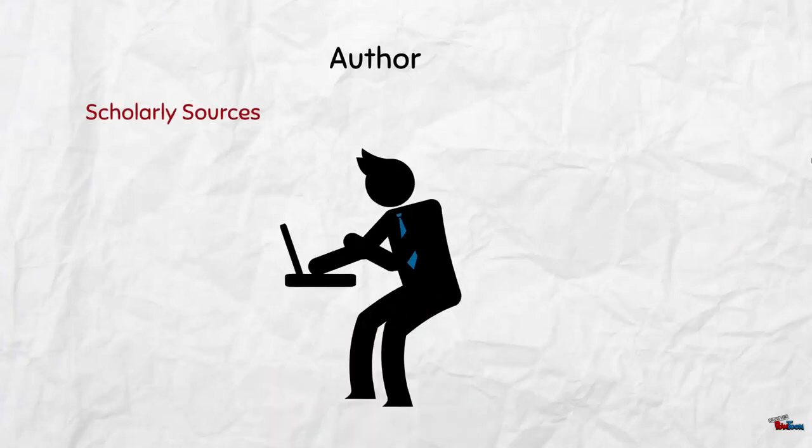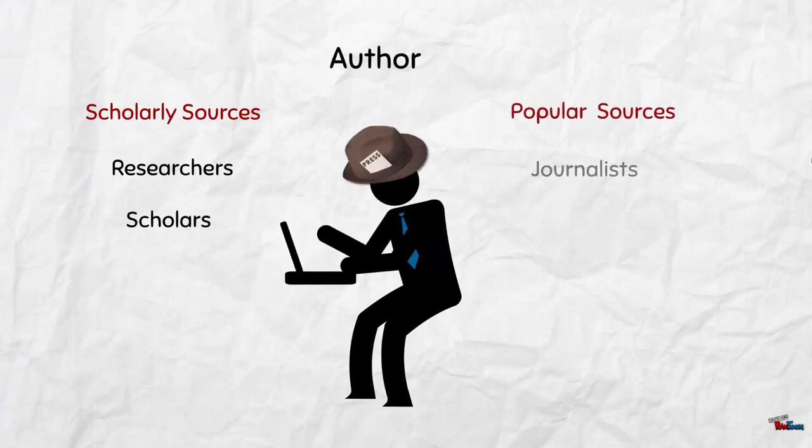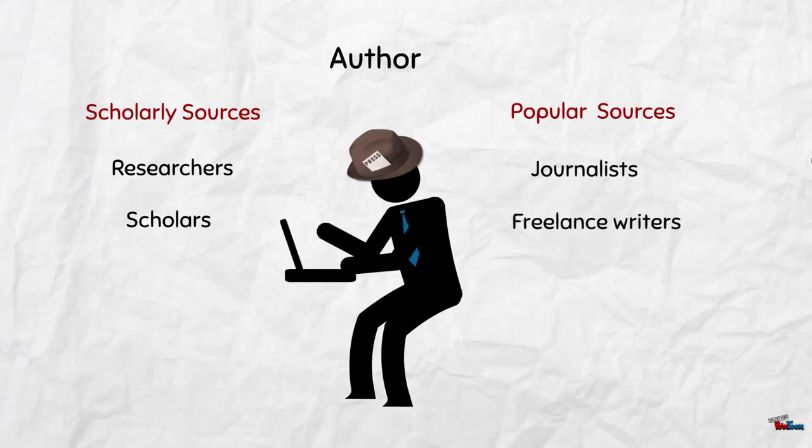First, you want to look at who wrote it. Scholarly sources are written by researchers and scholars, so people like professors who are affiliated with academic or research institutions. Popular sources are usually written by journalists and other freelance writers who may not be specialists in the topics they are writing about.